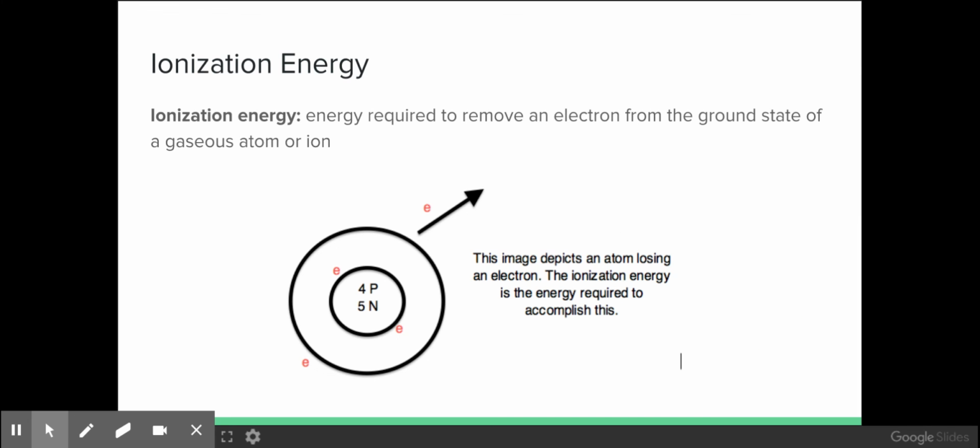The next topic that we're going to cover in our next video is how ions are formed, both with ionization energy and electron affinity.